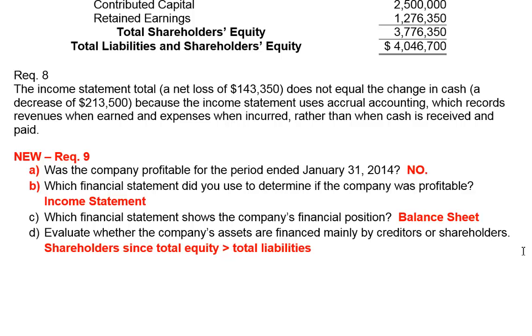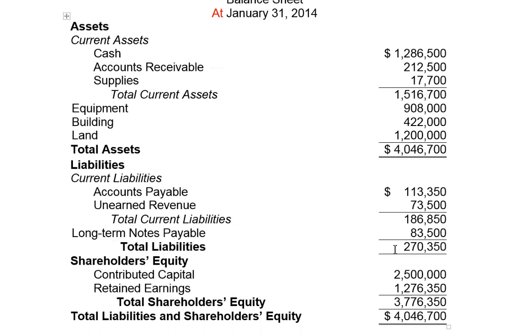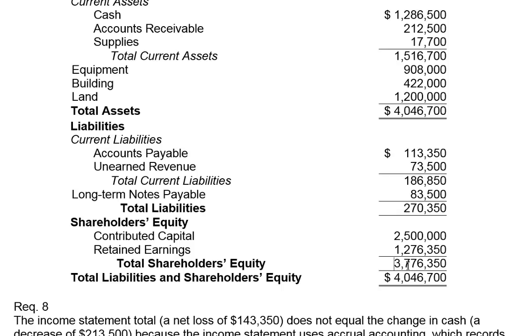So let's go have a look. In our case, we can see that our total liabilities are $270,000. Our shareholders' equity is much bigger at $3,776,350. So that tells us that our assets are financed largely by equity because shareholders' equity is bigger than our total liabilities.